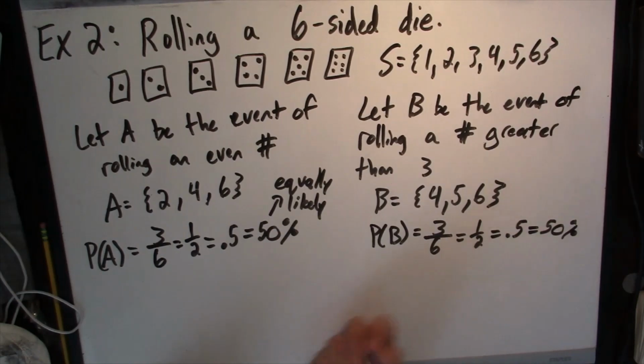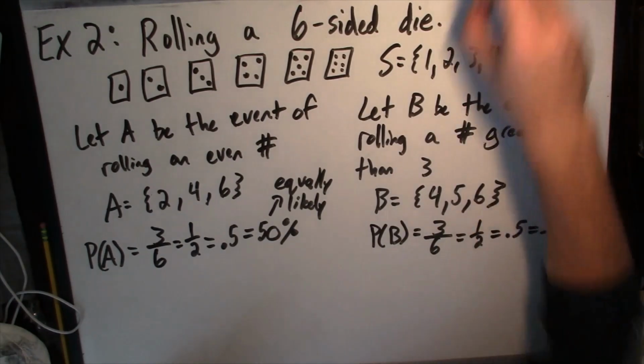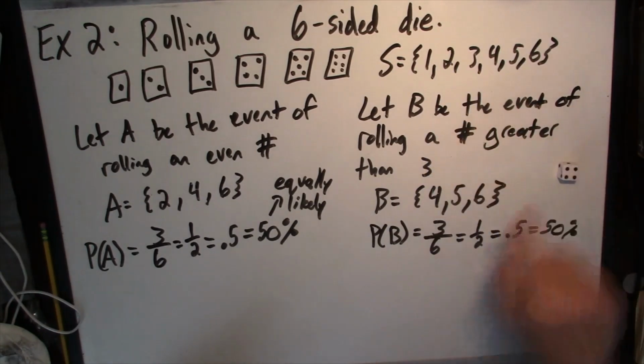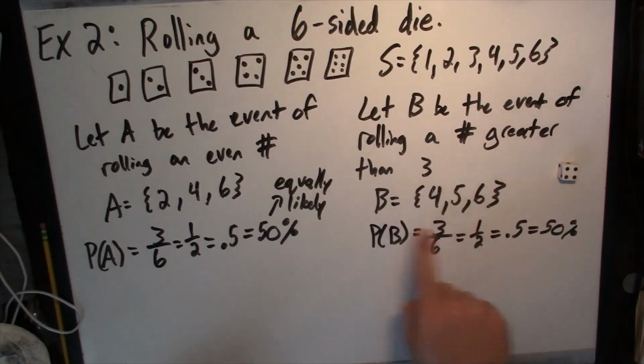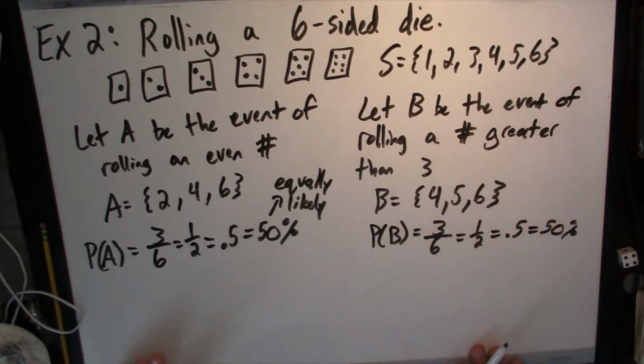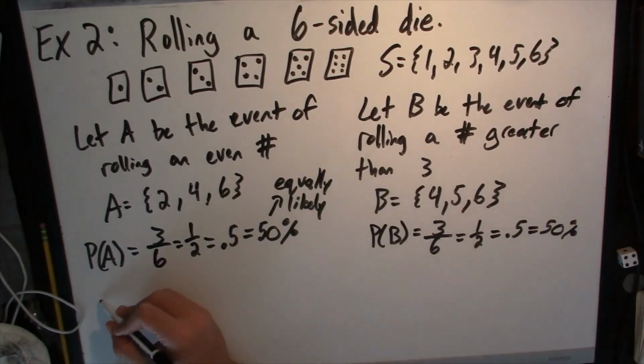Or 3 or less, I should say. So let's see what I get. Went off camera, but there it is. I got a 6. So I got a number bigger than 3, which is what I was looking for. It was equally likely that I would roll something greater than 3 than something less than 3. Let's look at the union.